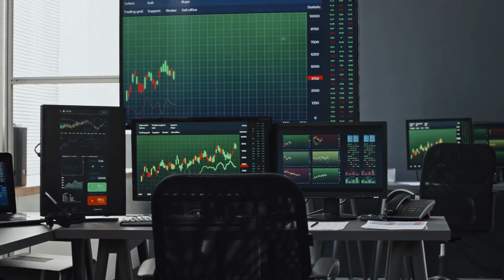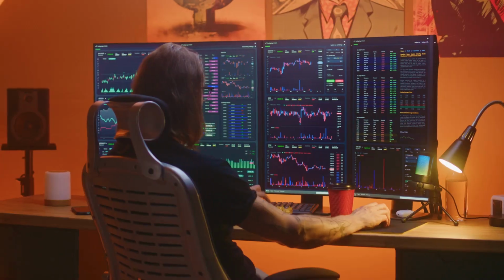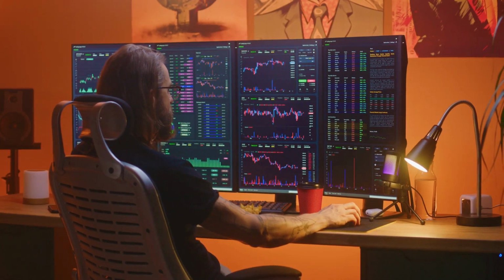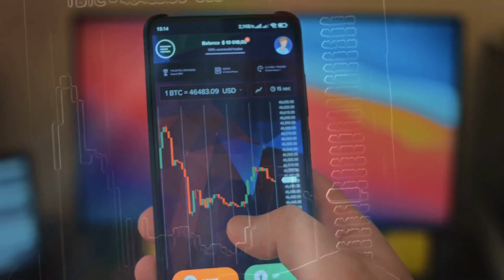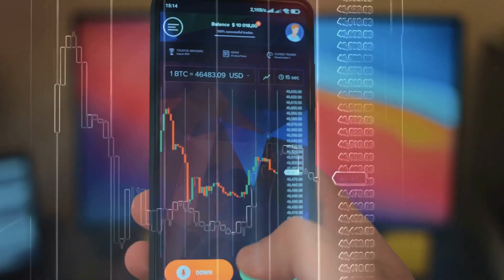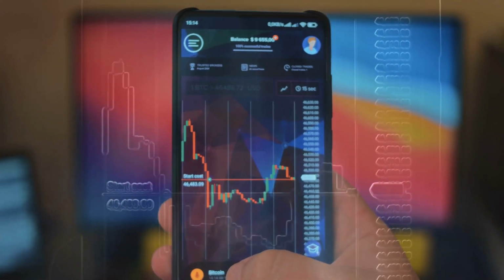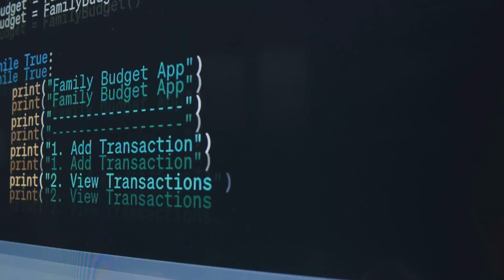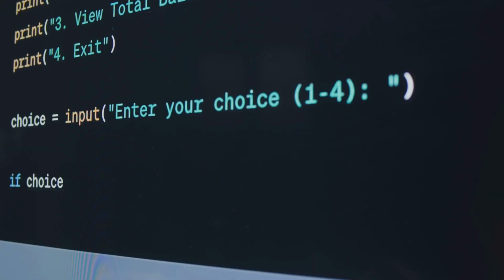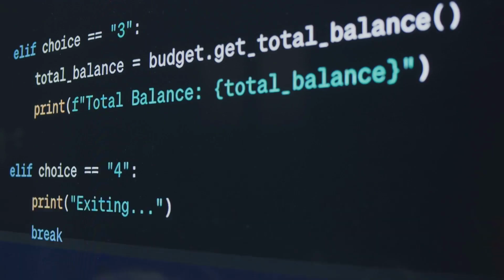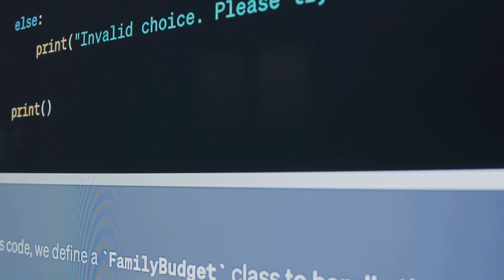The world of finance is no stranger to automation. For decades, large institutions have used complex algorithms to execute trades at lightning speed. This is known as algorithmic trading, and it has become increasingly accessible to individual investors thanks to platforms like Alpaca. In essence, an algorithmic trading bot is a set of instructions written in a programming language like Python that automatically buys or sells assets based on predefined criteria.